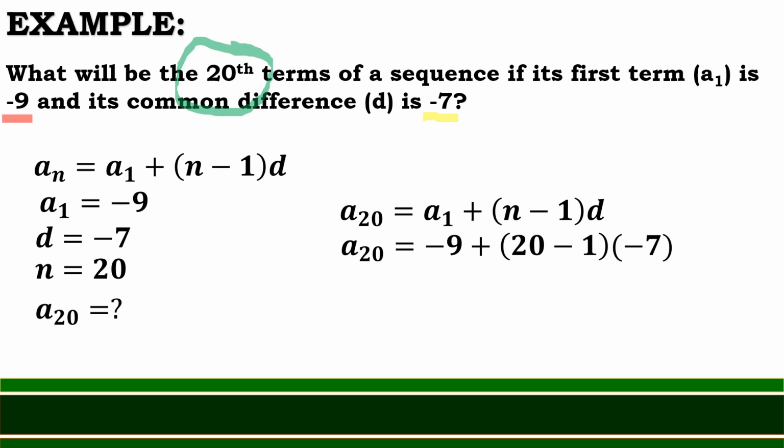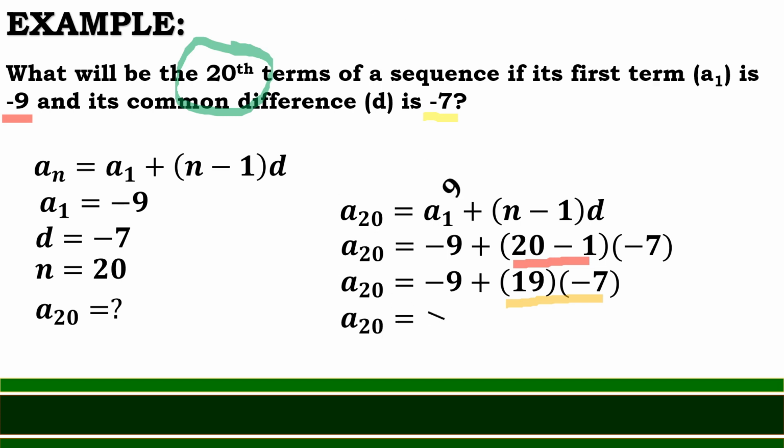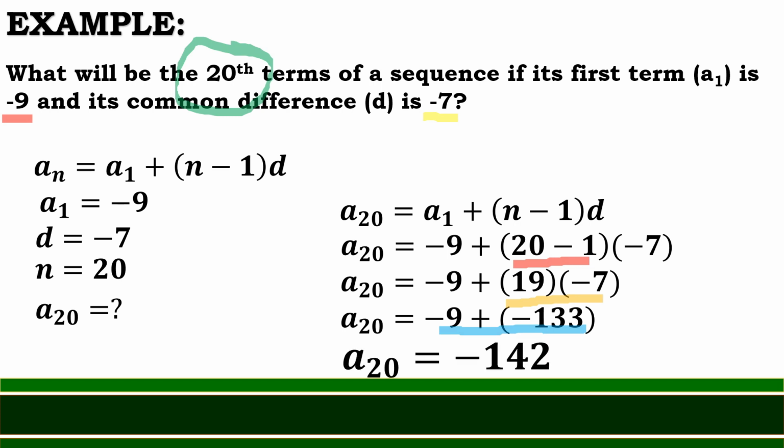So, unahin natin muna yung nasa loob ng parenthesis. We have 20 minus 1. So, magkakaroon tayo ngayon ng equation na negative 9 plus 19 multiplied to negative 7. So, kapag nakuha na natin yung difference ng n minus 1, we need to multiply 19 and negative 7. So, magkakaroon tayo ngayon ng negative 9 plus negative 133. So, dahil like sign sila, we will just simply add their absolute values. Therefore, a sub 20 is negative 142.